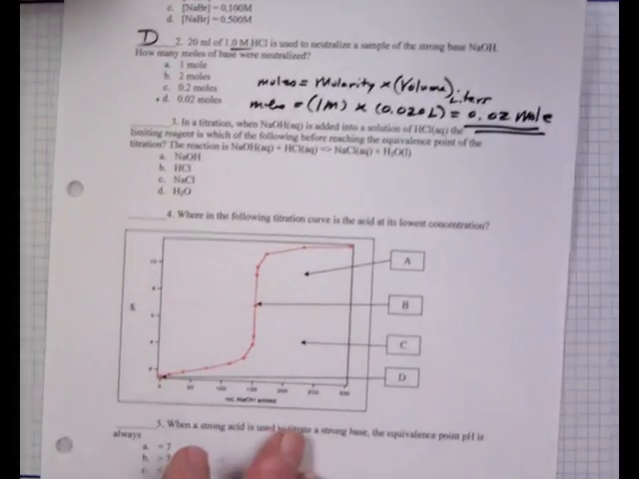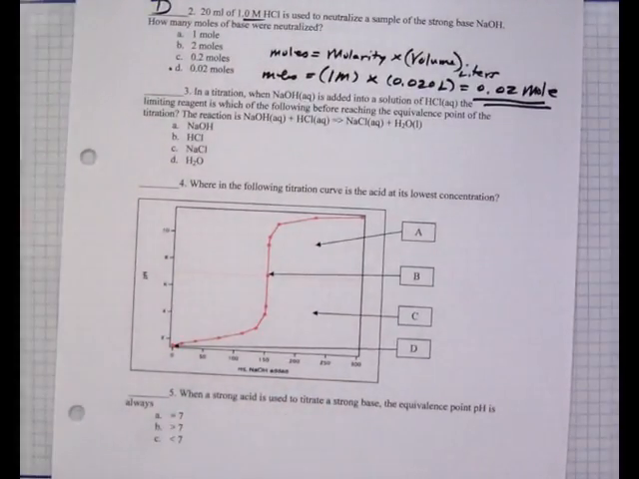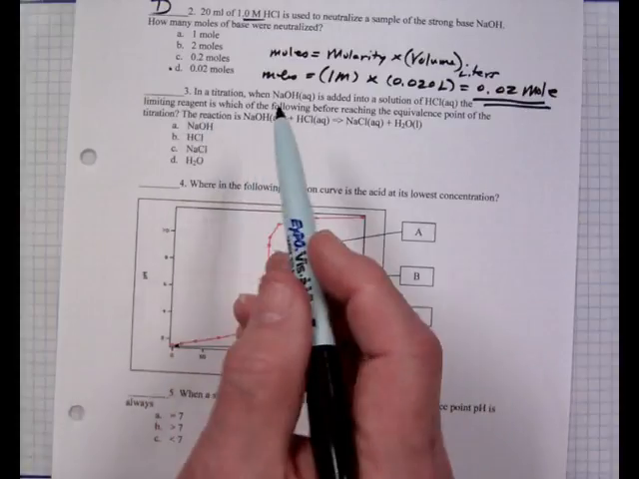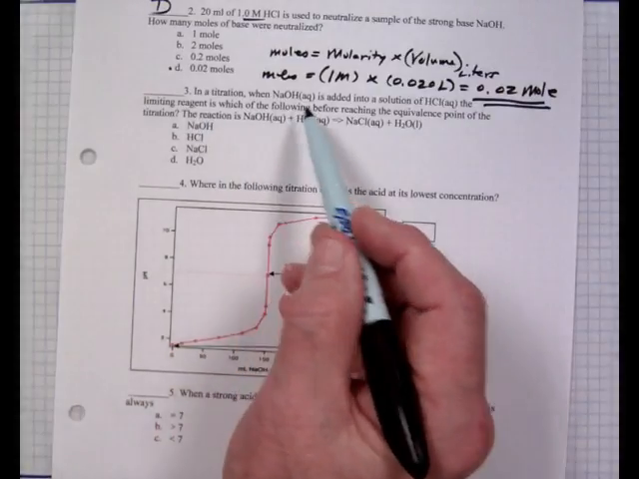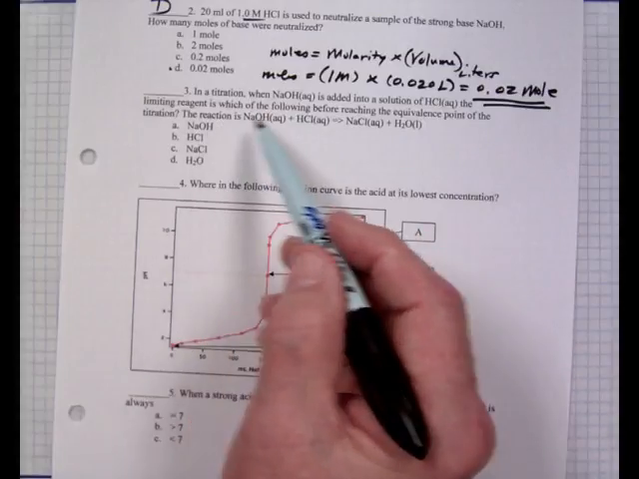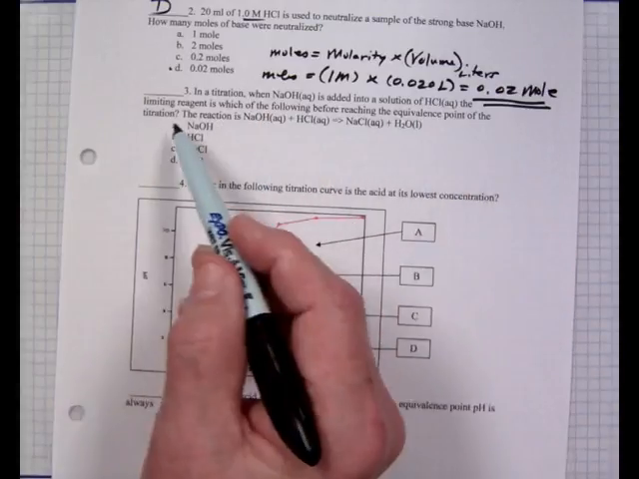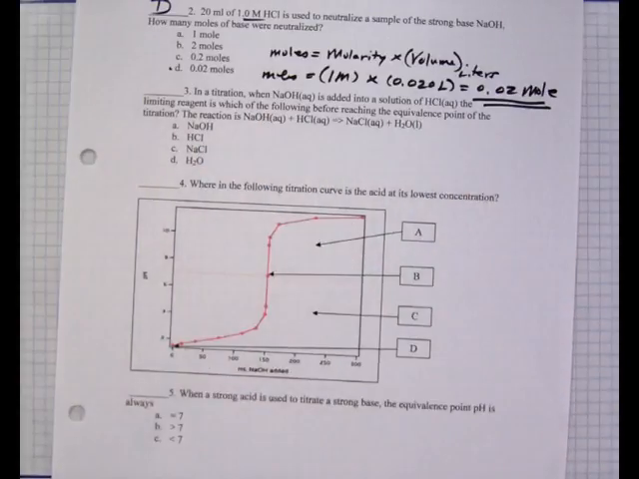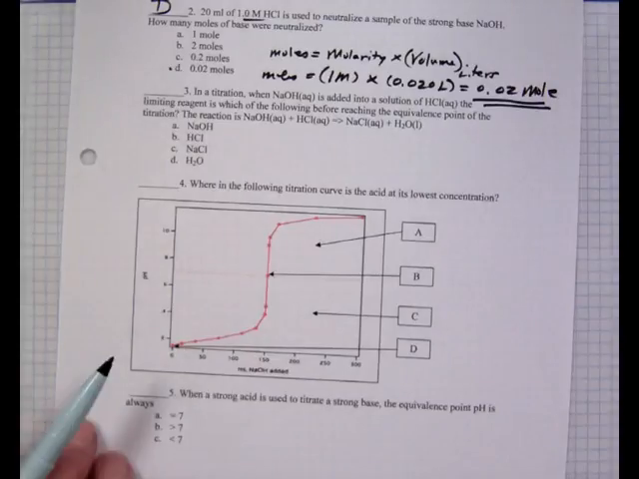Let's see what we got here on number 3. In a titration, when sodium hydroxide is added into a solution of HCl, the limiting reagent is which of the following before reaching equivalence point? And I gave you the reaction. Now I may need to back up and draw some pictures here.